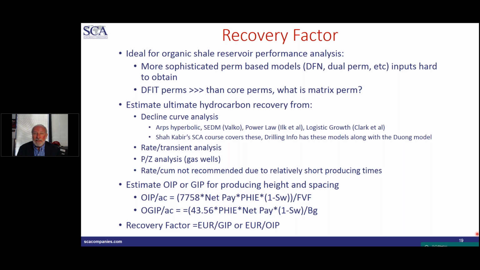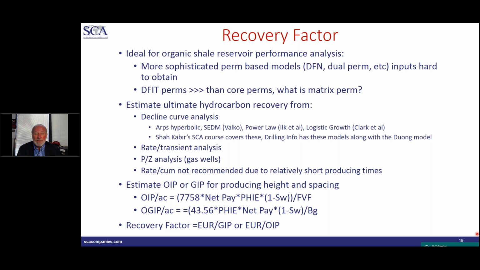Gas wells P over Z, is good. If you can get the second P, the first P is good, the second's usually harder. One thing that doesn't work very well is rate cums. You just don't have enough production time on these. But your oil in place, gas in place, you just tie all this together. Those are your equations down there, fairly well established within the industry.